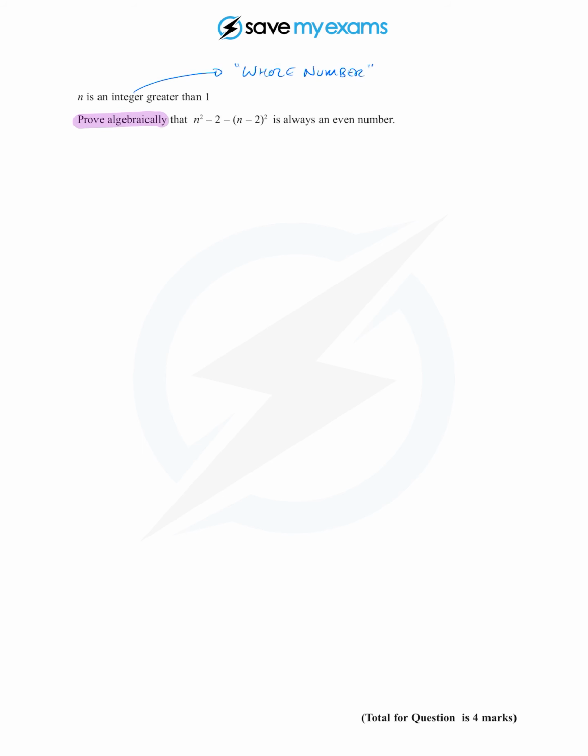Now, we're asked to prove algebraically, words that can strike fear into the hearts of GCSE students, in fact any students, but don't worry about that, we'll just follow our nose. We're asked to prove algebraically that this mess here, which is what we're going to start with, is always an even number. What is an even number? Well, an even number is a multiple of 2, is it not? So we are looking to show that something is a multiple of 2. In other words, it has a factor of 2 in it.